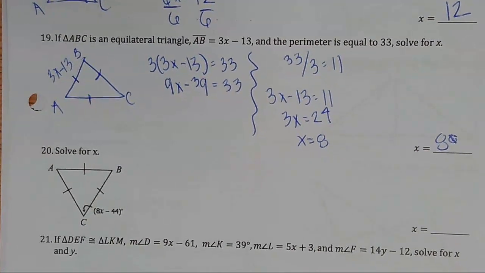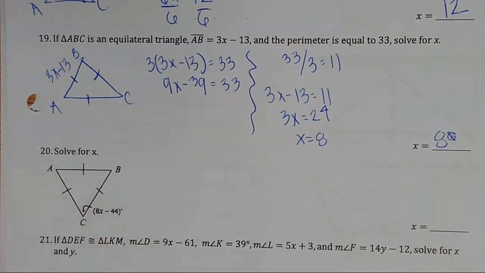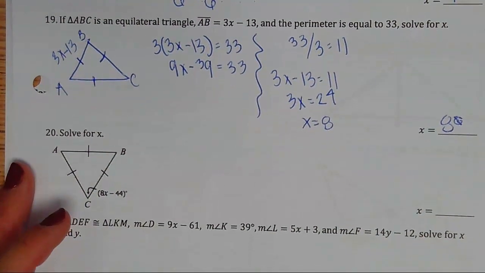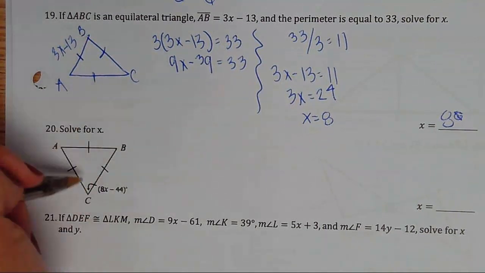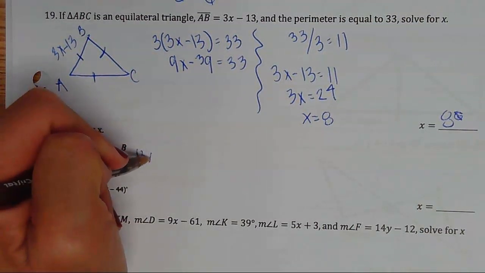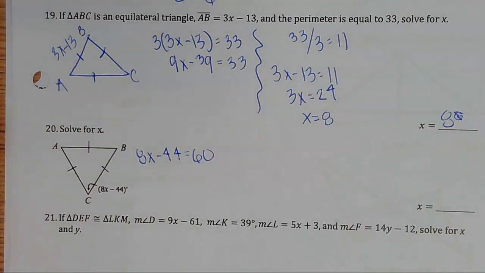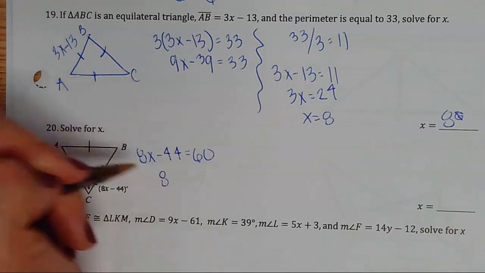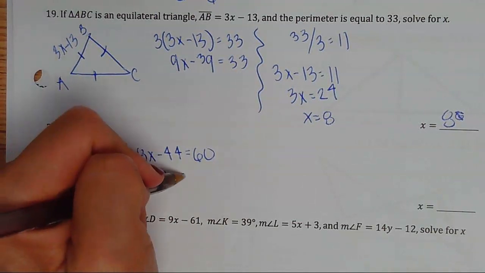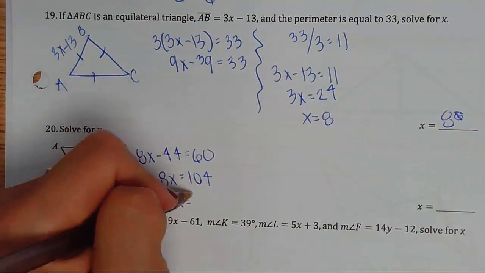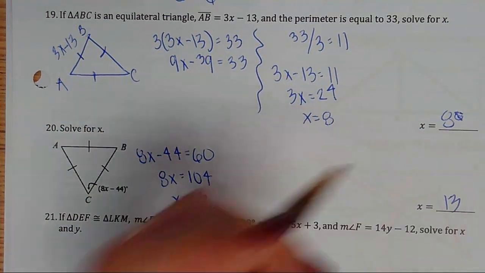Okay, moving along. What type of triangle is this? All three sides are congruent, so it would be an equilateral triangle. I'm going to do 8x minus 44, set it equal to 60. I'll move the 44 over and get 8x equals 104, divide by 8 and get x equals 13.